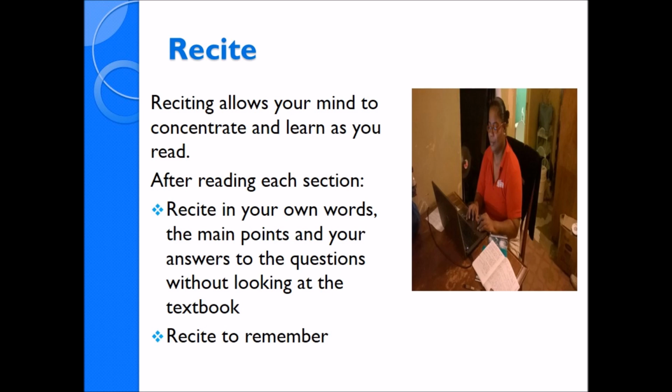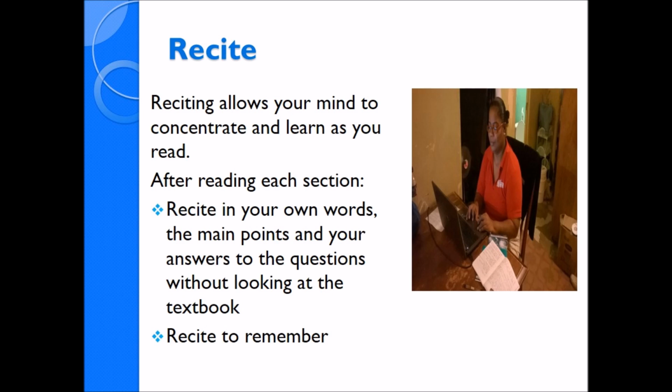We now move to recite. Reciting allows your mind to concentrate and learn as you read. After reading each section, take some time to recite in your own words the main points and your answers to the questions that you recorded.